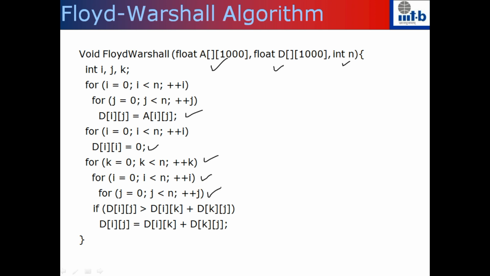Now for k equal to 0 to n, i equal to 0 to n, j equal to 0 to n, what I check is whether the shortest path from i to j is greater than the shortest path from i to k plus the shortest path from k to j. If it is, then I update my shortest path from i to j to be the weight of the shortest path from i to k plus the weight of the shortest path from k to j. So this is precisely what this algorithm does.